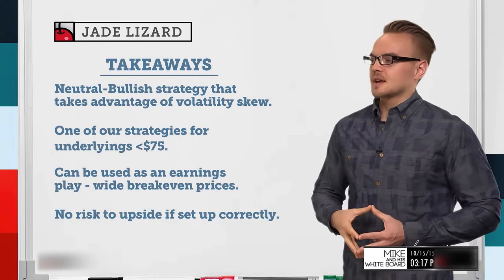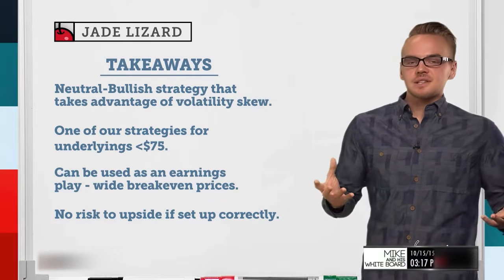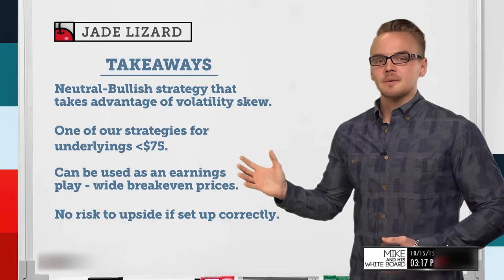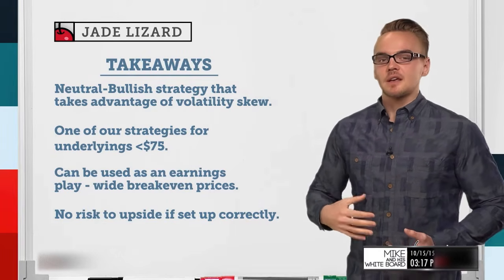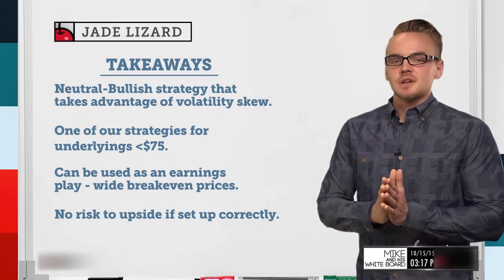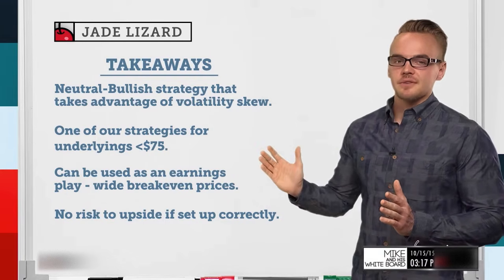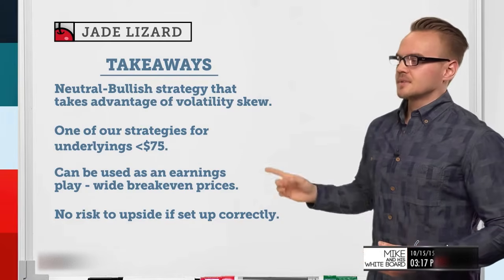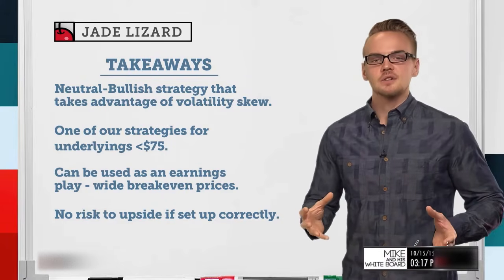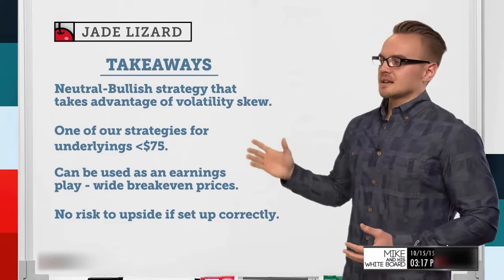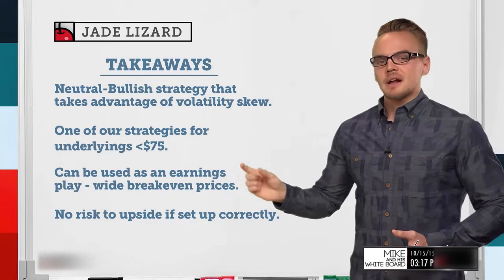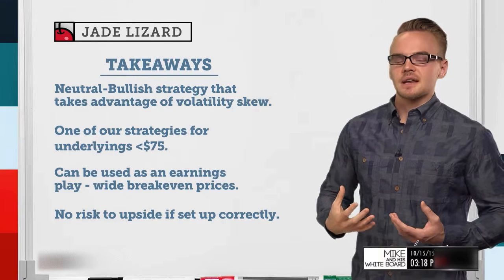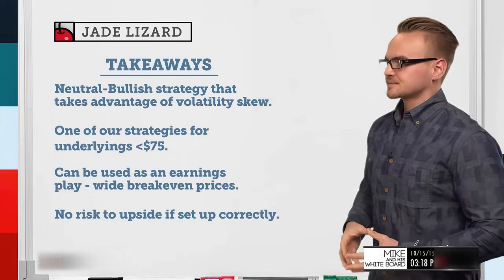And another takeaway here is that it's one of our strategies for underlyings under $75. So we're actually going to talk about the big lizard in our next segment, which is essentially the combination of a straddle while we're still defining our risk to the upside. And that's something that we would look at for higher underlyings, but the Jade Lizard is great for lower priced underlyings just because of the fact that we can take advantage of this skew, sell a cheap out of the money call spread against our naked put, and essentially collect a large credit and have a high probability of profit.